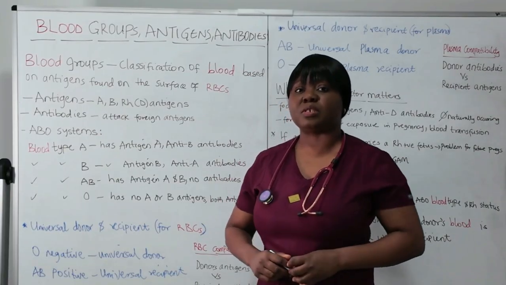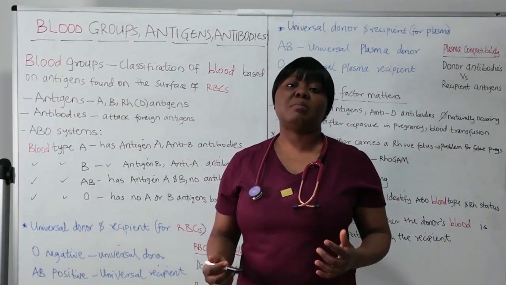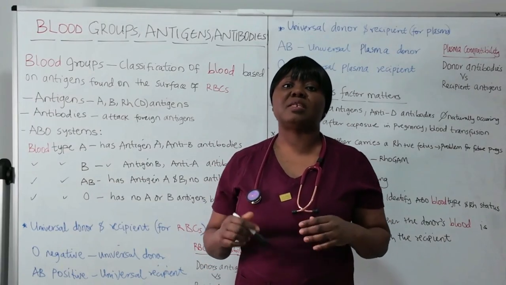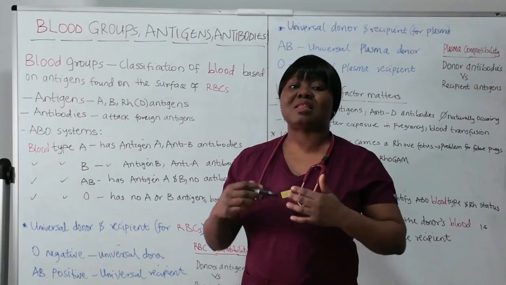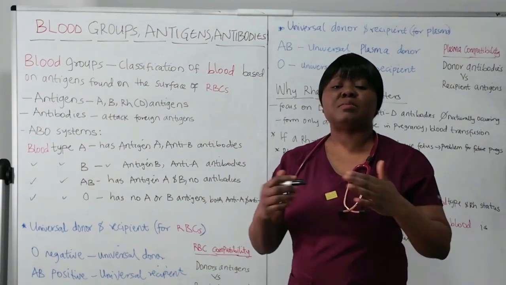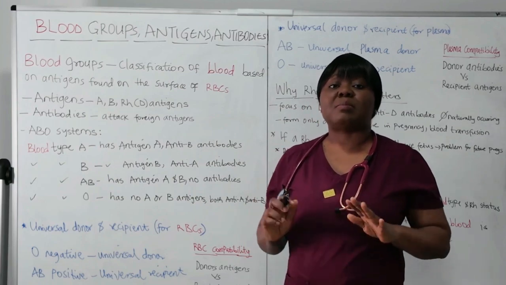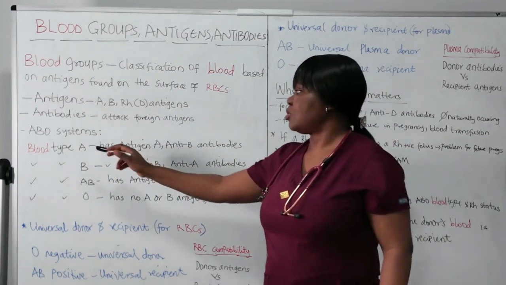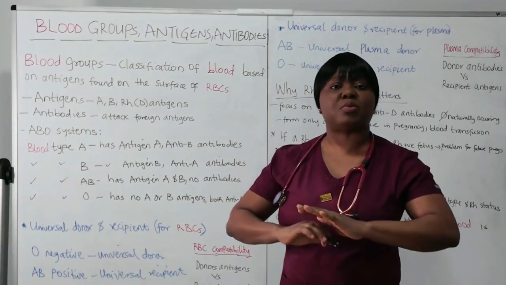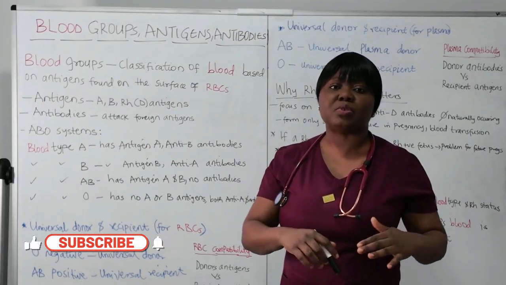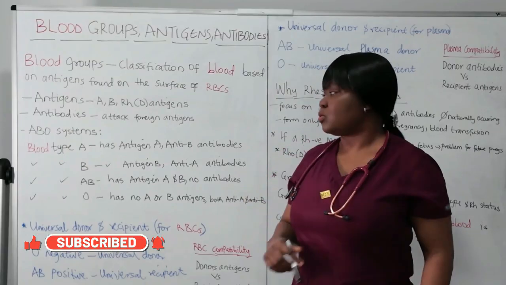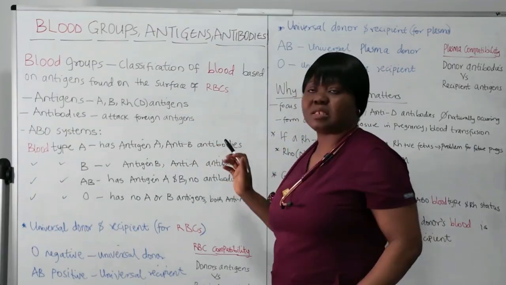Now, for the antibodies, they are also proteins, but this time around, they are not found on the surface of the red blood cells. They are found inside the plasma. They are proteins that are there to attack any foreign antigen. You only make antibodies of what you don't have. What I mean by this is, for instance, if your blood type is A, that means your antigen present on the red blood cell is A. You are going to make antibodies of the opposite. Since you have antigen A, you make antibody B, meaning you will have anti-B antibodies.